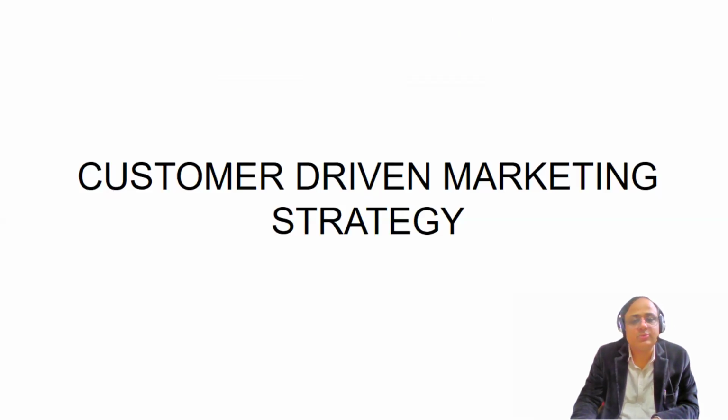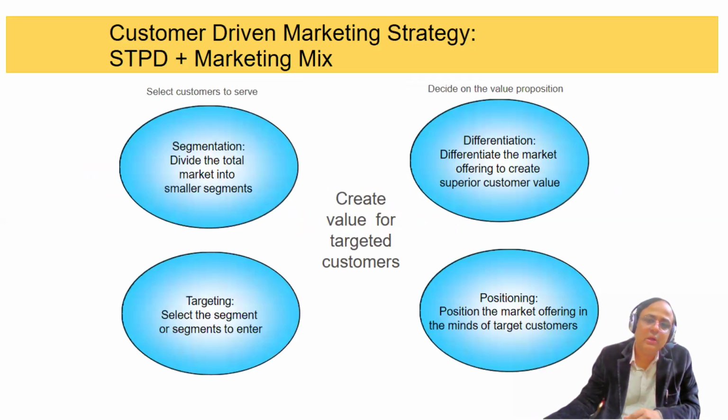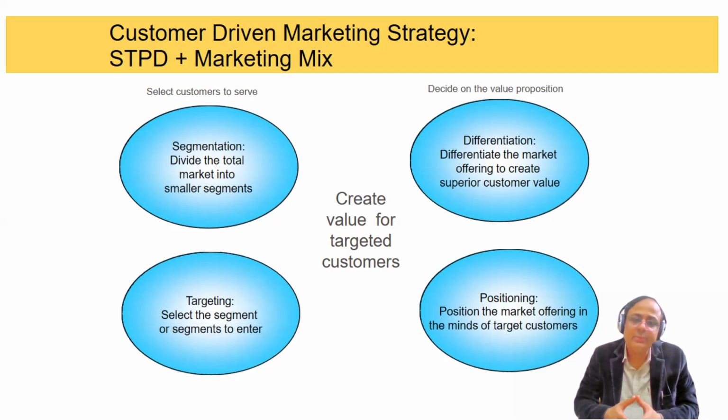So then what is customer-driven marketing strategy all about? Here is a very good diagram on customer-driven marketing strategy. As you can see from my equation, which talks about the STP plus marketing mix. So S means segmentation, we divide the total population into smaller segments. T means the target. So we select those segments that fit our criteria, and then we evaluate those segments. We try to create a differentiation so that we can give better value to our customer as compared to our competitors. And then we try to position our brands in the minds of our target customers so that the buying takes place.